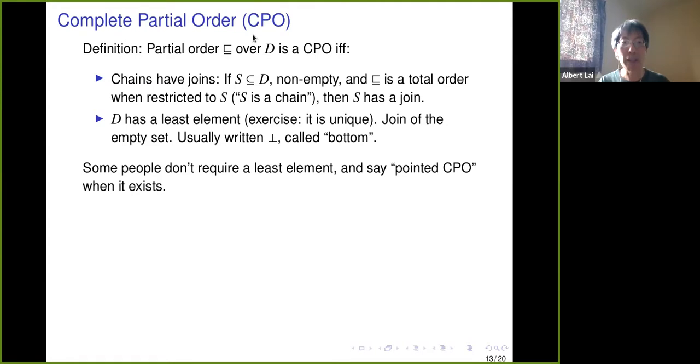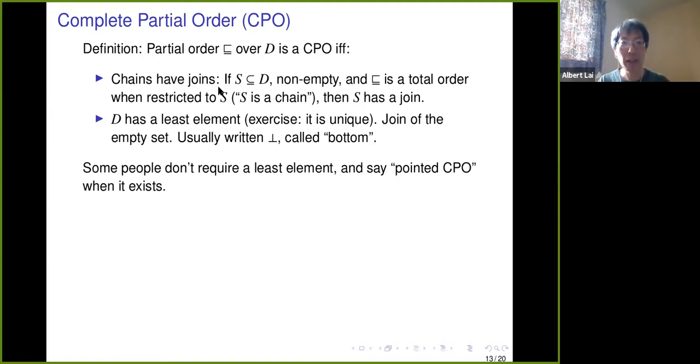The complete partial order, and I will be saying CPO because this is such a long name and CPO is used so much in this area. Maybe the easy one first: your set has a least element, and as an exercise for you, prove that it is unique. It is the join of the empty set, because it's the identity of the binary join operation whenever it exists, and usually we will call that bottom and use the symbol. So your set D has a least element under this partial order.